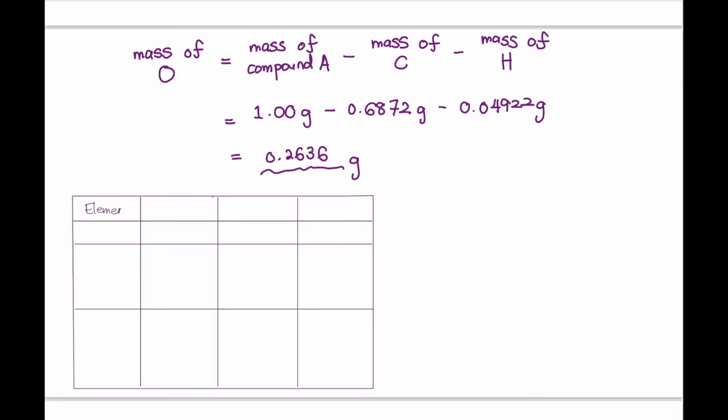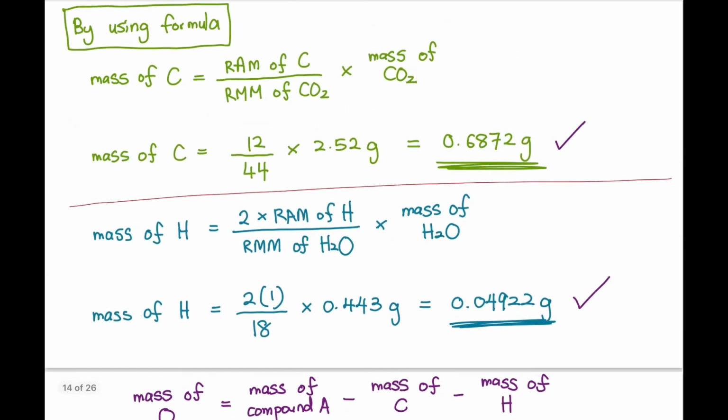As usual, when you already have all the masses of each element present in the compound, we can proceed to construct the table containing elements, mass, mole and ratio, and proceed to calculate the number of mole and ratio.